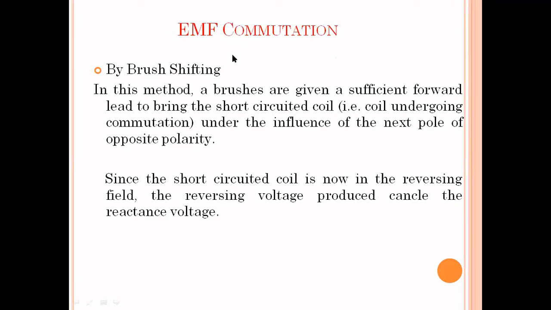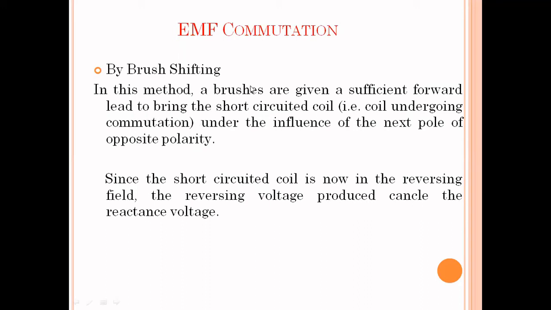Now we know the problem in the commutation process is the production of reactance voltage. In the case of EMF commutation, we have to produce a voltage which is opposite to the reactance voltage, so that this reversing voltage may neutralize the reactance voltage present in the armature coil. There are two ways. First, by using the brush shifting method.